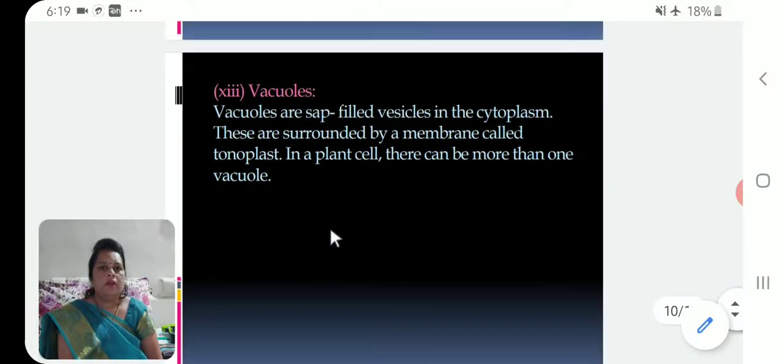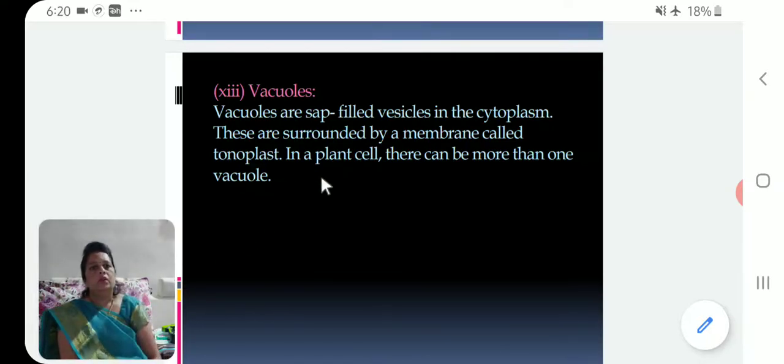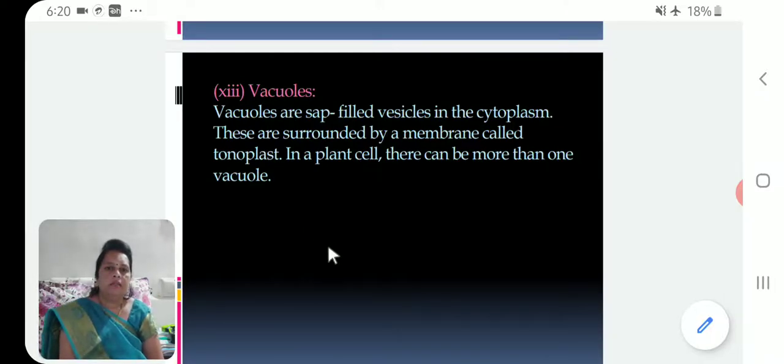And the last cell organelle is the vacuole. Vacuoles are sap-filled vesicles in the cytoplasm. They are surrounded by a membrane called the tonoplast. In the plant cell, more than one vacuole can be present. So, in this lecture, we discussed the plant cell and its components.